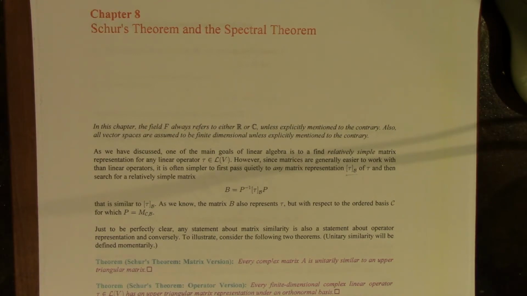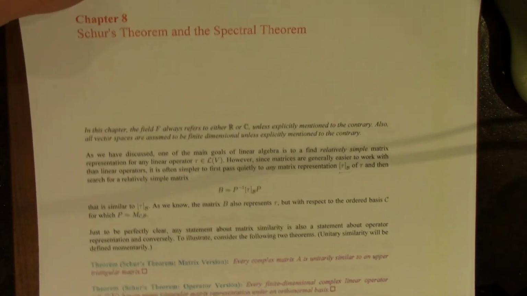In this chapter and in this forthcoming discussion, the field F will always refer to either the real field or the complex field. Also, all vector spaces will be assumed to be finite dimensional.